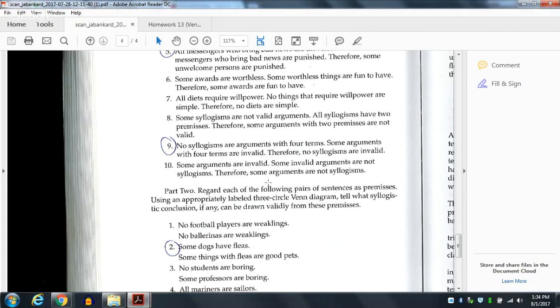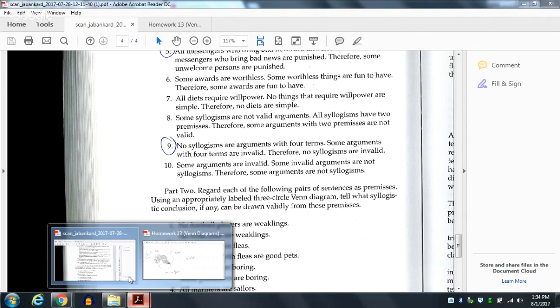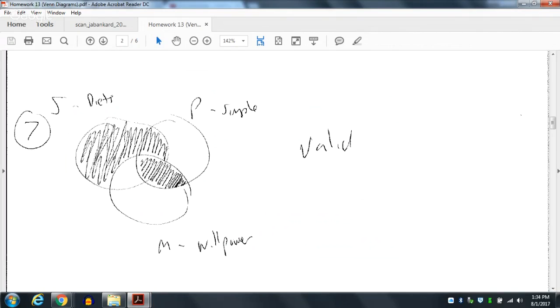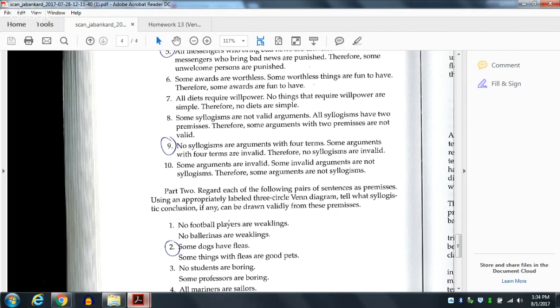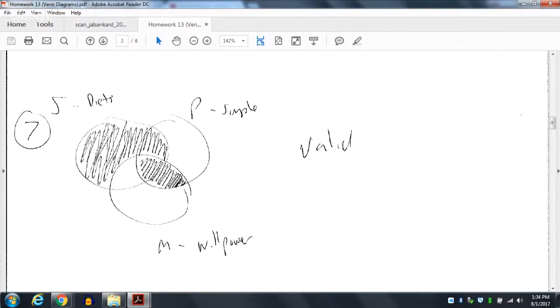Premise 2. No things that require willpower are simple. So willpower and simple, there's an E claim. You've got to cross this out, right? So if you require willpower, this is the stuff that's willpower. It must not be simple. If it's simple stuff, then it doesn't require willpower. Nothing exists in the overlap. Then we look at the conclusion. Therefore, no diets are simple. Can we see that? Right? All diets exist here because you can't exist anywhere it's been darkened. All diets exist here. This is outside the category of simple. So there are no diets that are simple. That is absolutely true by necessity. We say it's valid, and we're good to go with the deductive argument.